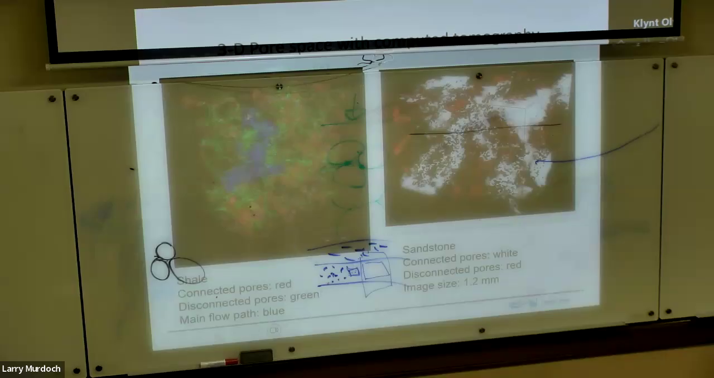And here with this image, they went in and did some computations, and the red pores here are connected, but the green pores are disconnected. And then the main path that supports flow is this blue path right here. Here's another image of connected pores and disconnected pores. So this is shale, imaging of shale. Doing this kind of study is pretty expensive. Just doing the imaging is expensive, but then doing the processing.